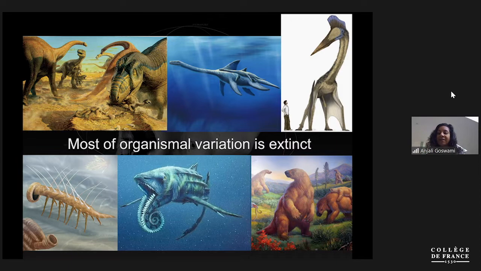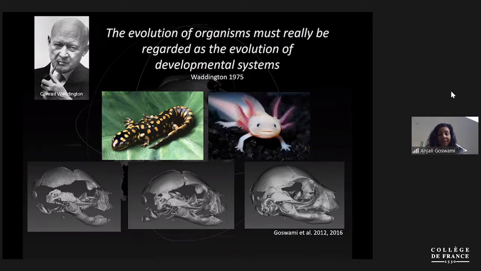And so if we didn't have that fossil record, we would have a very different understanding of how sloths evolved than what actually happened. Now, the other thing that we want to keep in mind when we think about the evolution of morphology, or the evolution of form, is the developmental systems that actually produce that variation or produce those forms. And it was stated, I think, very nicely by Conrad Waddington that the evolution of organisms must really be regarded as the evolution of developmental systems.